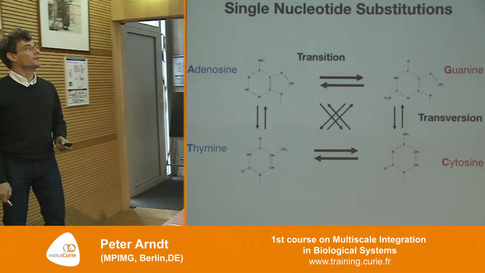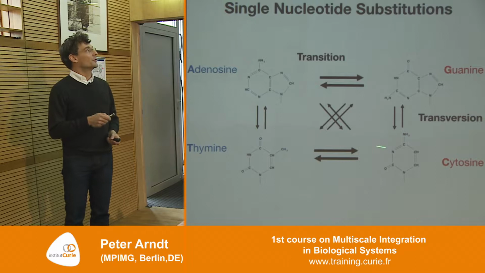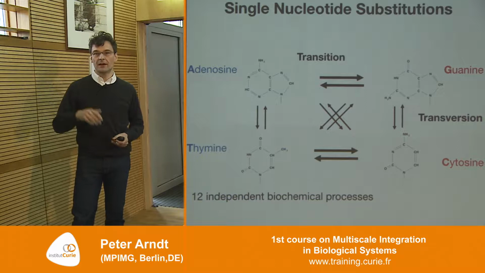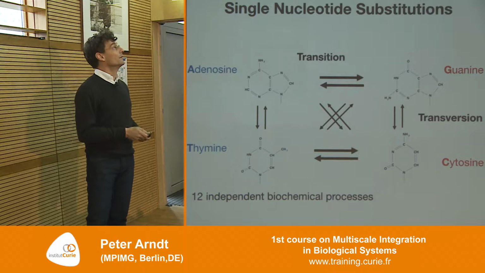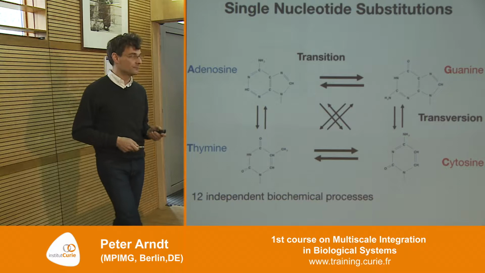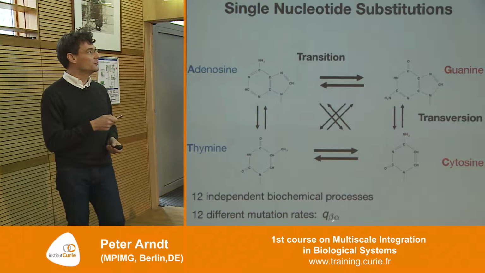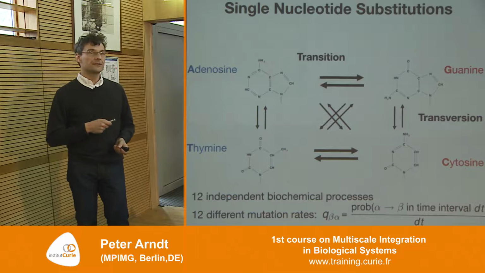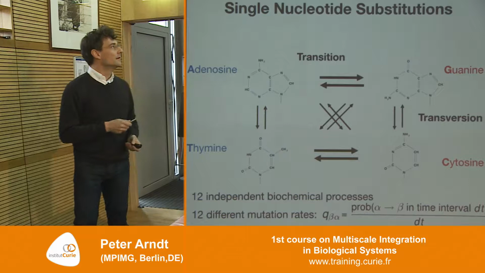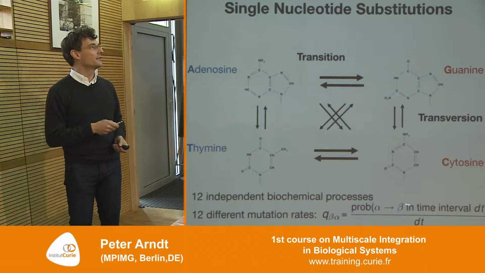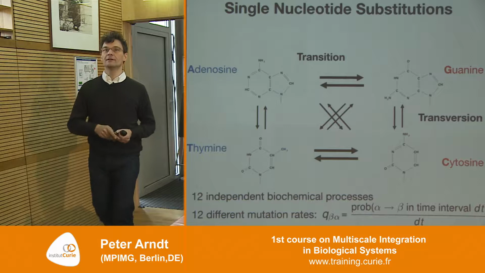And then all the rest are called transversions. So these are all these processes here. In principle, these are 12 independent biochemical processes, right? So these are four different players, and these are 12 different processes. So in principle, we would need to have 12 different mutation rates. I call these rates Q, beta, alpha. A rate is always a probability per time. So in this case, it's the probability to see an alpha exchanged by beta in some time interval dt over the length of the time interval. That's the usual definition of a rate in physics.